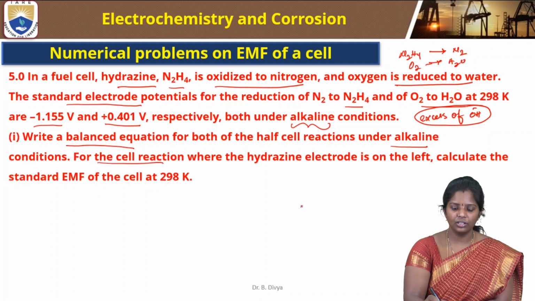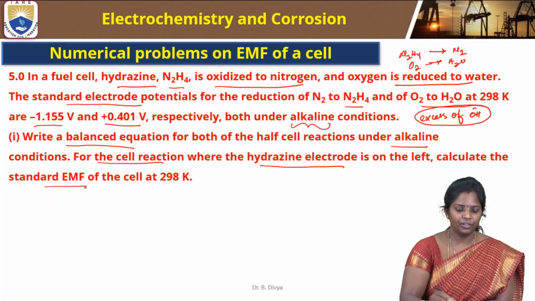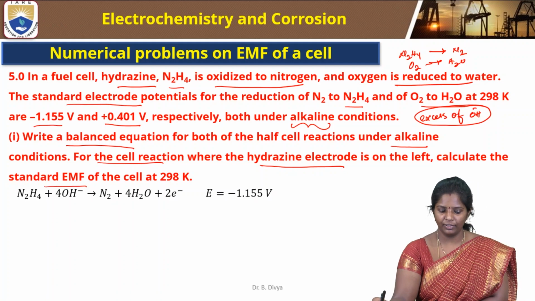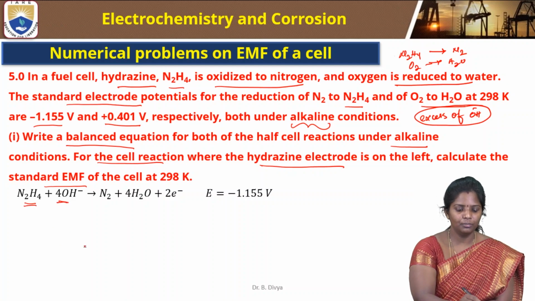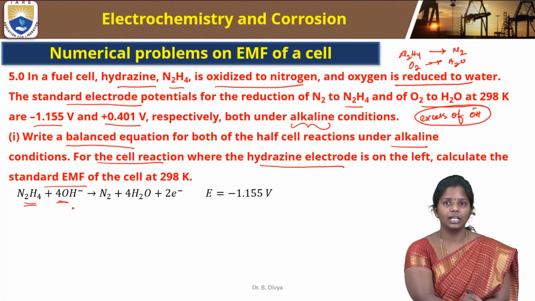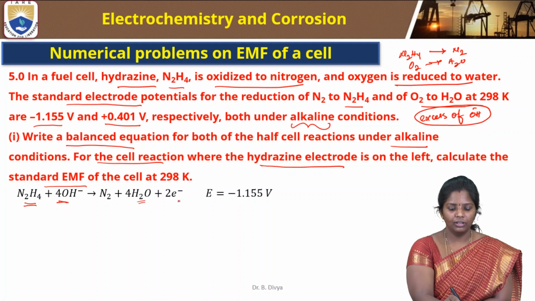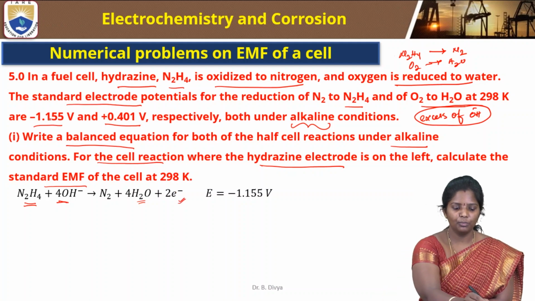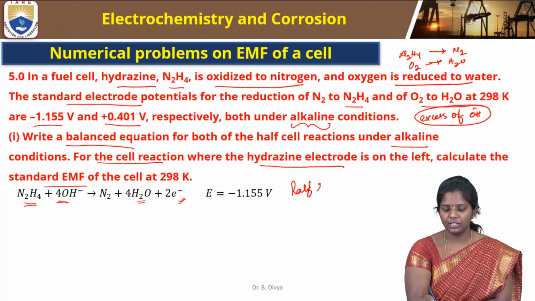So for the cell reaction where the hydrazine electrode is on the left, calculate the standard EMF of that cell at 298 Kelvin. Here, hydrazine N2H4 under alkaline medium, see here OH minus ions indicate alkaline medium, is converting to nitrogen and water and giving rise to 2 electrons. That has a potential of minus 1.155 volts. This is the half cell reaction we have written.